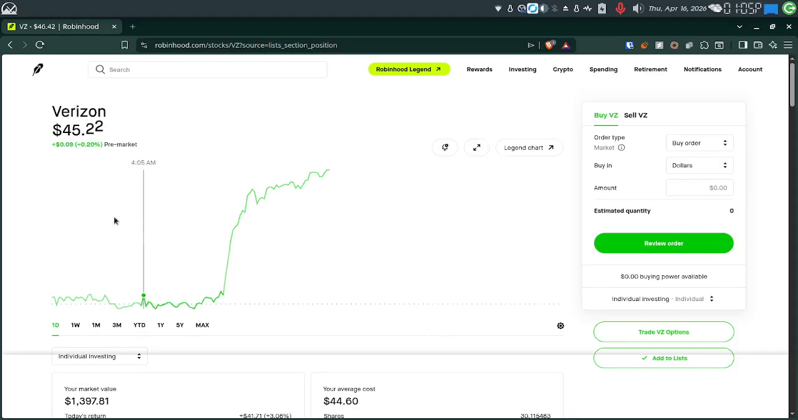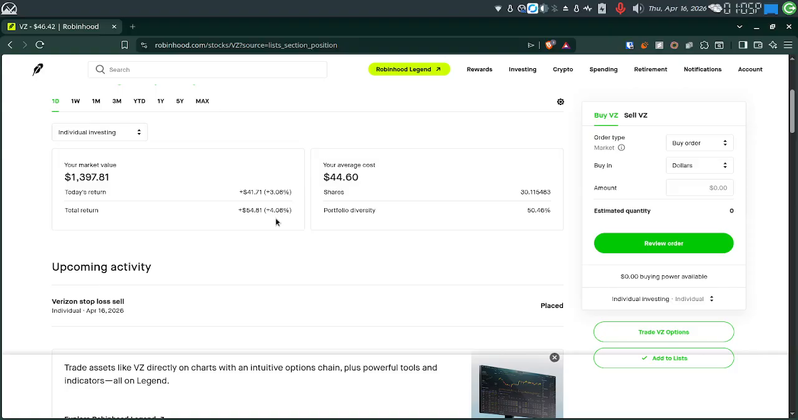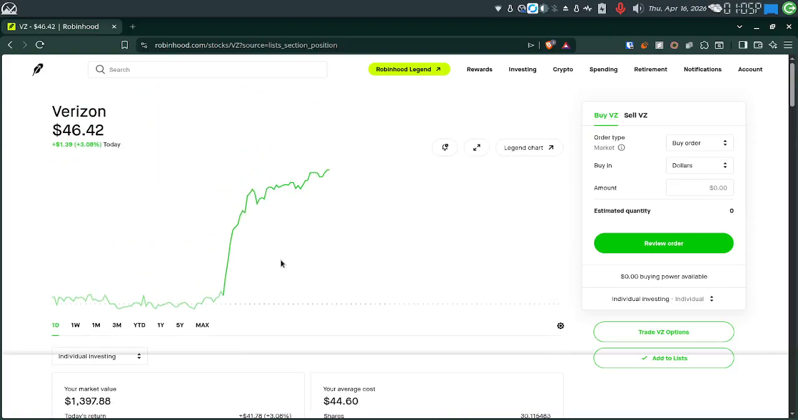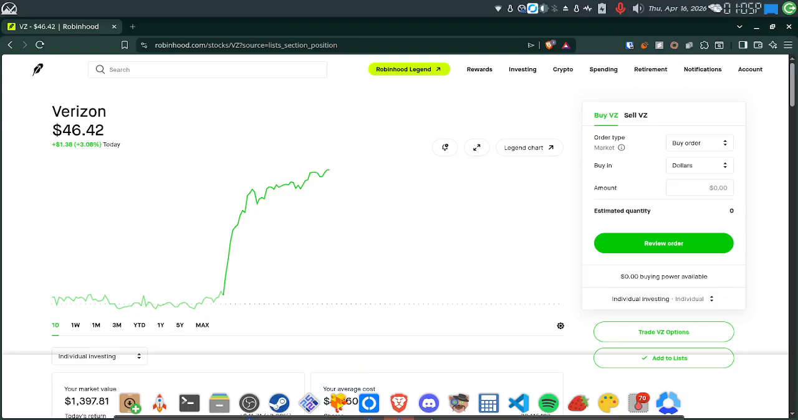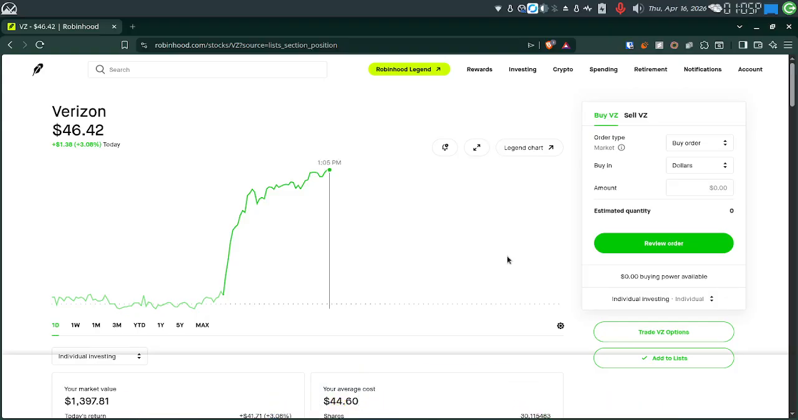Okay, I just wanted to go over the Verizon trade that I put on with the BNF strategy. I'm up about 4%. Basically, it's the same strategy I was discussing, and I can show you guys the agent that I'm using to assist with the trade.